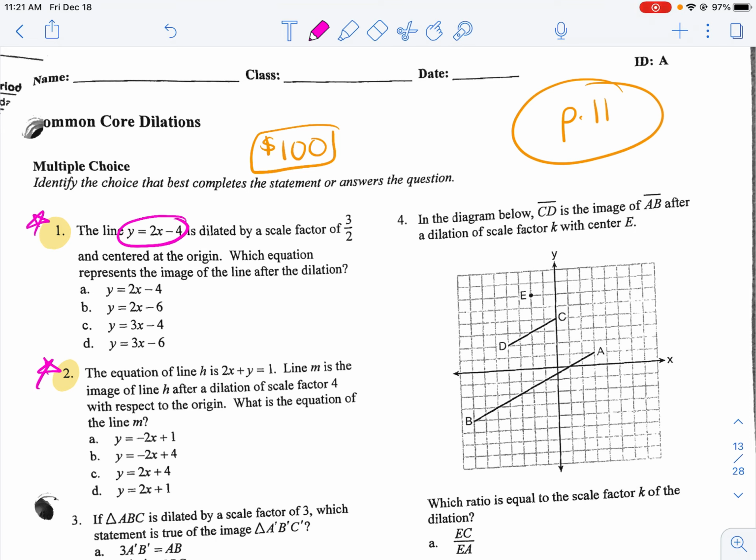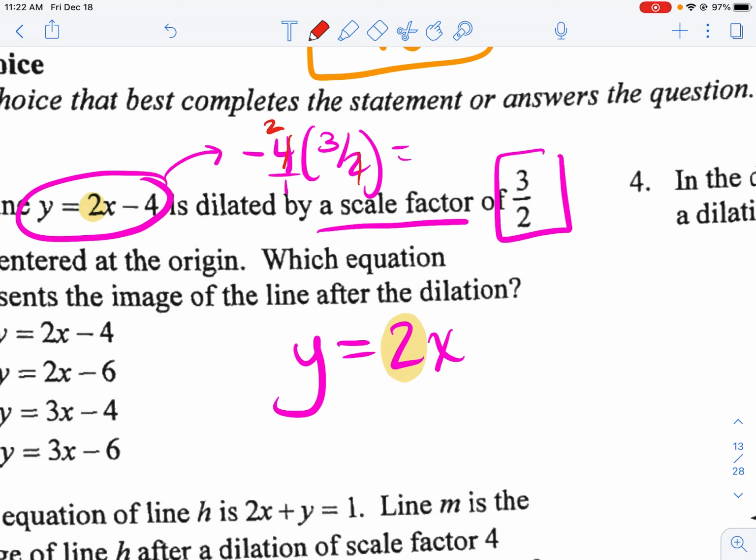If I have a line y = 2x - 4, and we're going to dilate by a scale factor of 3/2, what's going to happen? Well, I'm going to keep the slope the same. We know that lines that are dilated have the same slope. But I'm going to multiply our b value, which is -4, times 3/2. Just a reminder of how to do that multiplication: 2 goes into 4 twice, so -2 times 3 is -6. So our answer here is going to be B.